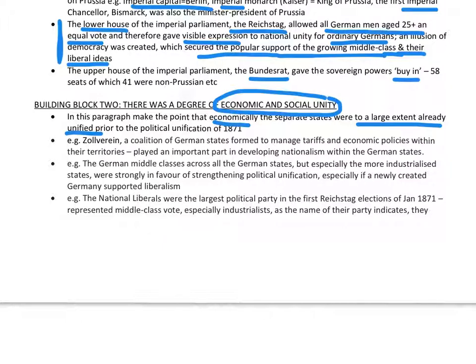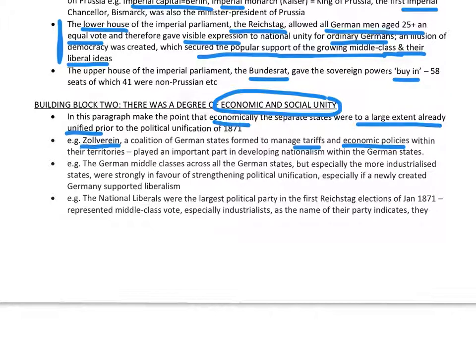It was called the Zollverein, which was an arrangement where all the German states worked together to agree on tariffs, trade taxes between the different countries at that time, the German states, and their economic policies. And that was since 1833, which was sort of 38 years before the actual political unification that happened.